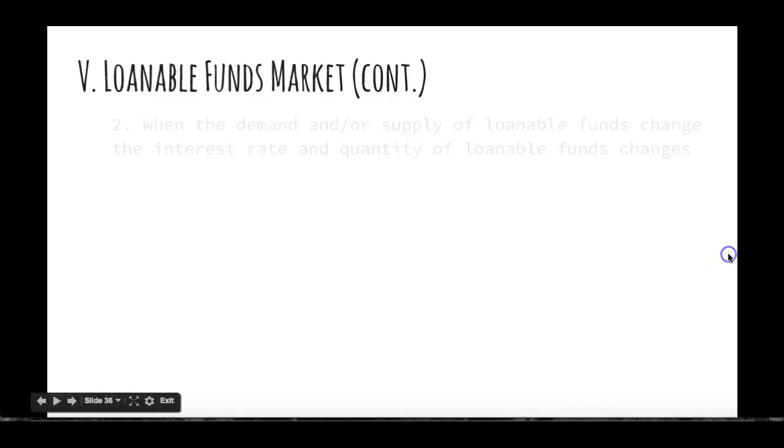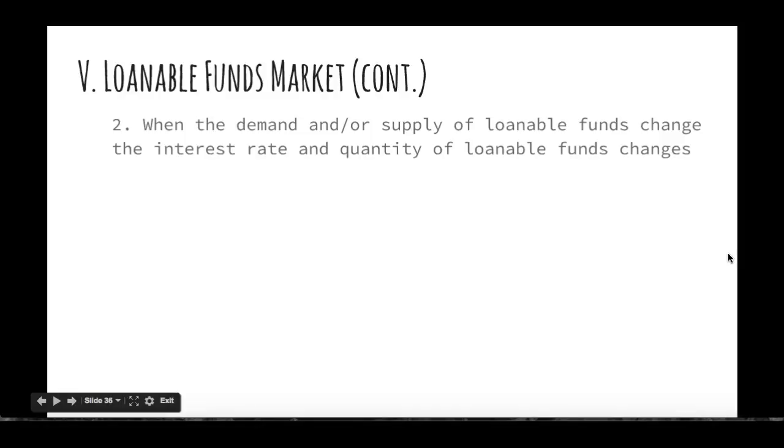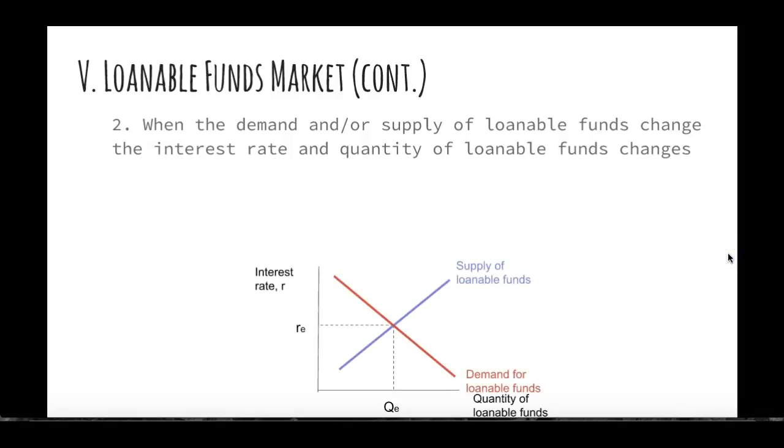Okay, so when the demand or supply of loanable funds changes, the interest rate and the quantity of loanable funds also change. Obviously, as we shift the supply or demand curve, equilibrium is going to change. So here's our original supply and demand for loanable funds, our lovely equilibrium. And then, for example, maybe we have an increase in government borrowing. An increase in government borrowing is going to shift our demand curve to the right. And so as a result, our equilibrium interest rate is going to go up, and obviously the quantity of funds that are going to be loaned out is also going to go up.